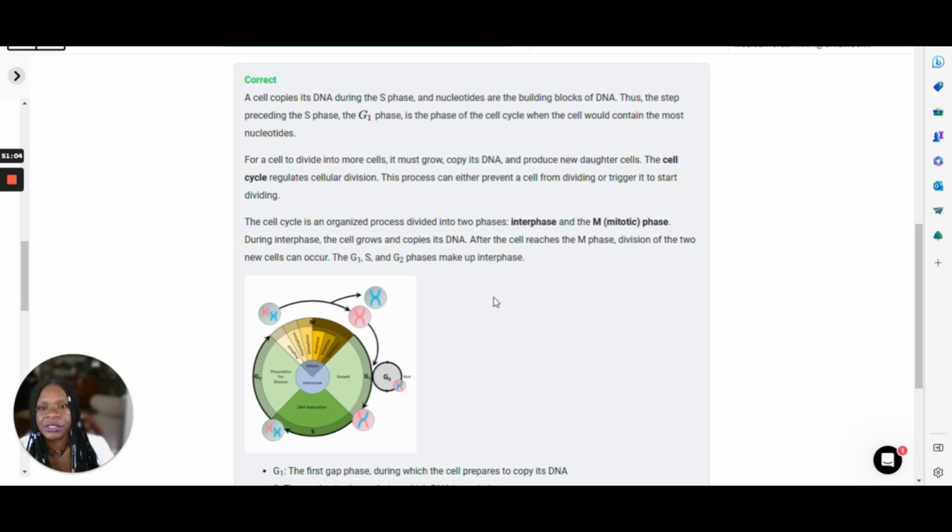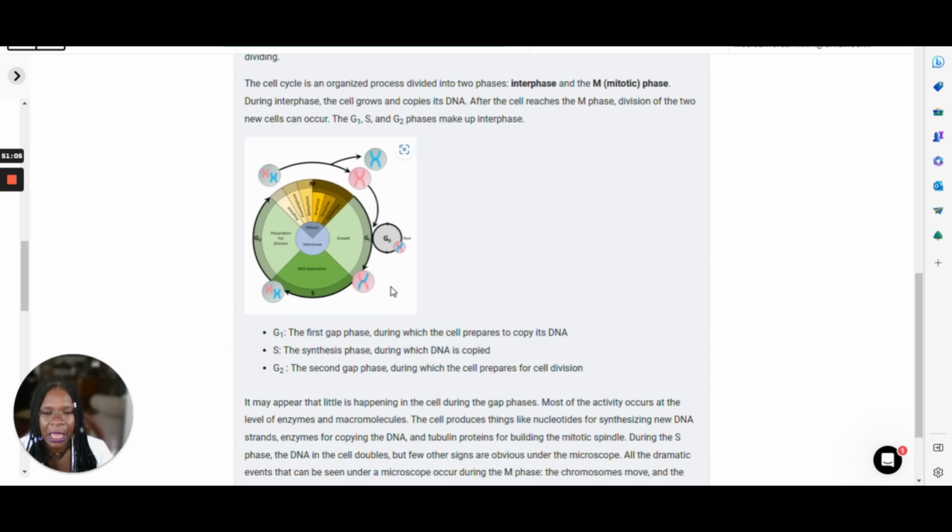So right here, the G1 is the first gap phase, during which the cell prepares to copy its DNA, followed by the synthesis phase, which is when DNA is copied, and that is eventually followed by the second gap phase, during which the cell prepares for the cell division cycle of mitosis, okay?